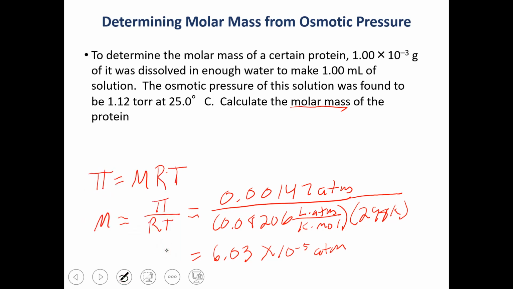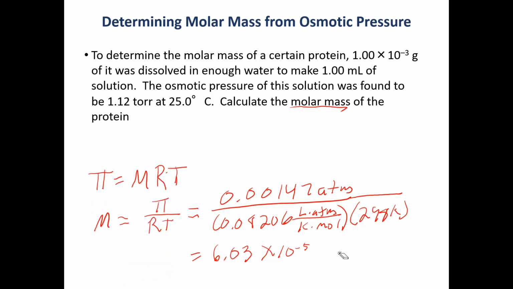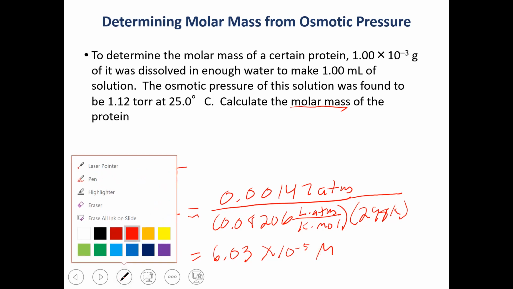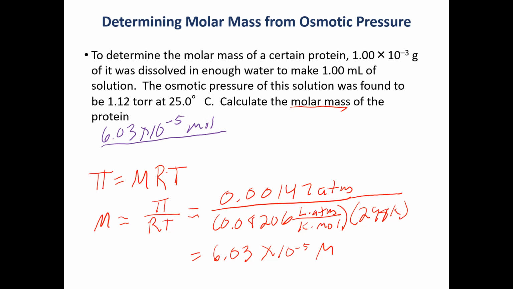So if we take, oops, that is not ATM, that is molar. So if we take 6.03 times 10 to the negative 5th, molarity is moles per liter. So this means that we have 6.03 times 10 to the negative fifth moles per 1 liter.